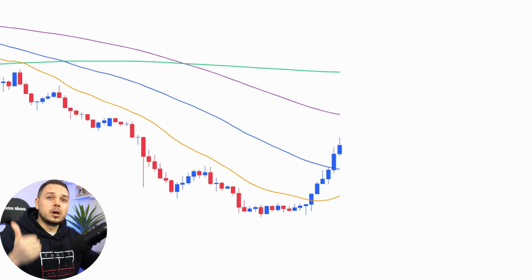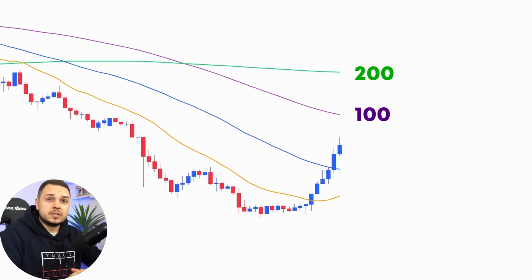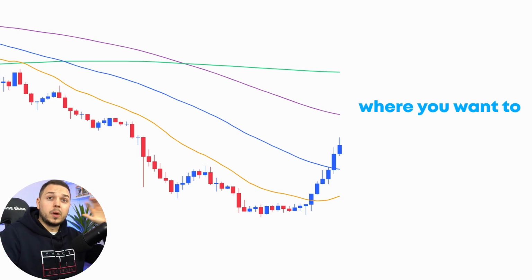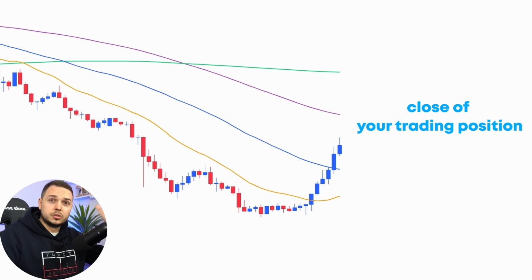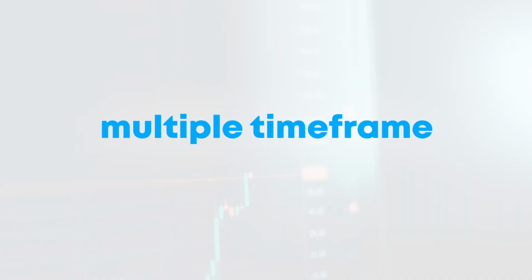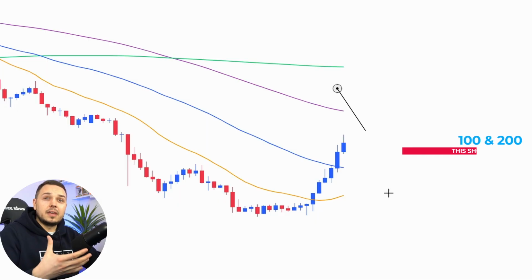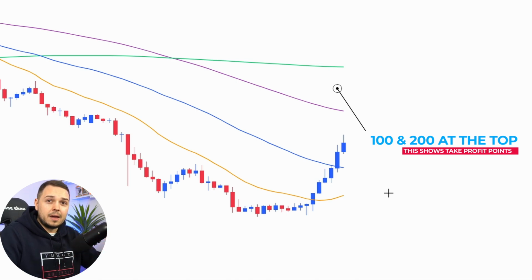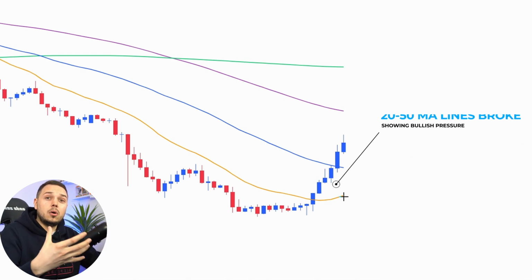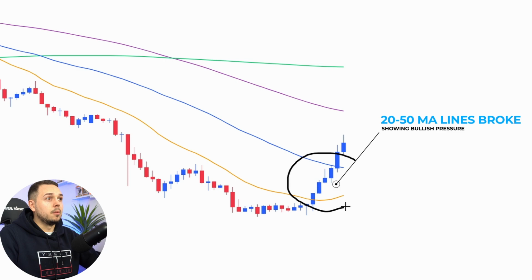You will only use the 100 and 200 moving averages for price direction, or in some cases a point to aim for where you want to close off your trading position. Because we're going to use multiple time frame analysis, sometimes moving averages might be at the top, sometimes they might be at the bottom. In this case, the 100 and 200 moving averages are at the top. However, our lower time frame moving averages have now been broken.